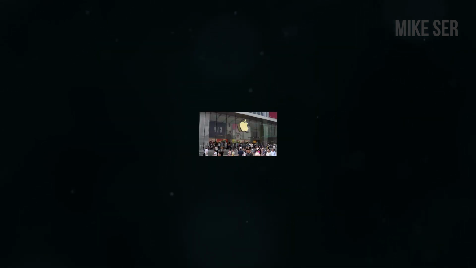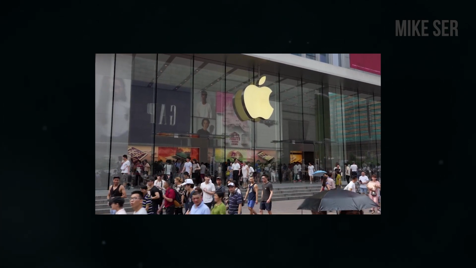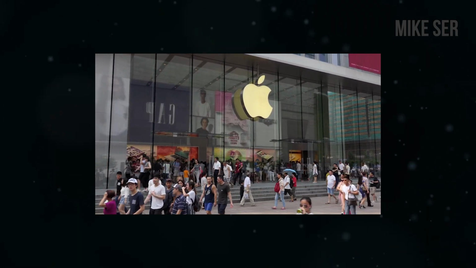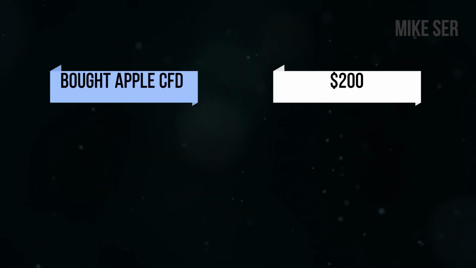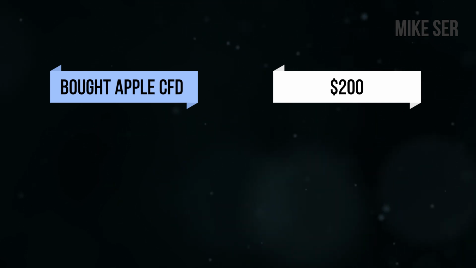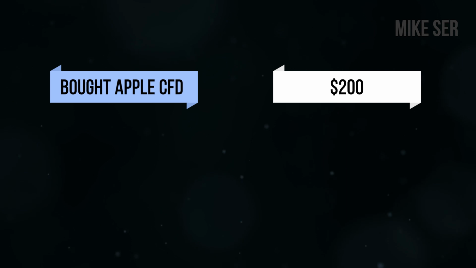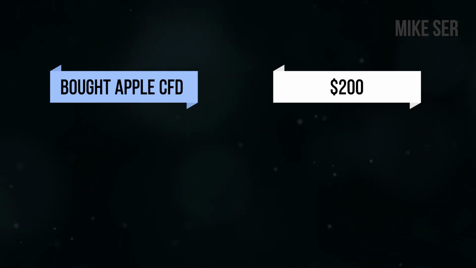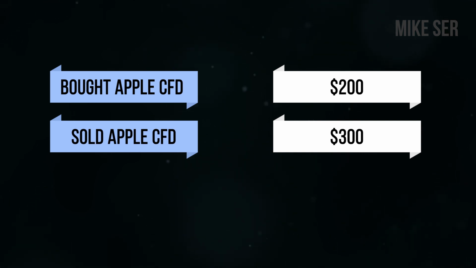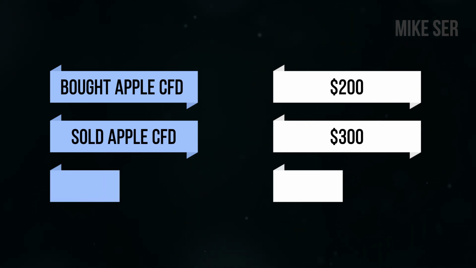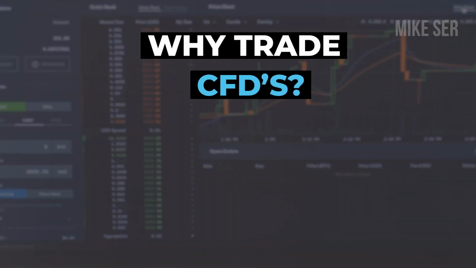So for example, let's just say you bought a CFD contract of Apple stock. Now, you aren't a shareholder of Apple unless you actually physically own the shares in Apple. But what you do own is a contract that says you bought Apple stock at, let's just say, $200. And then let's just say a profit is determined upon the completion of that contract. So let's just say you sell the contract when Apple stock is now at $300, then you make a profit of $100.